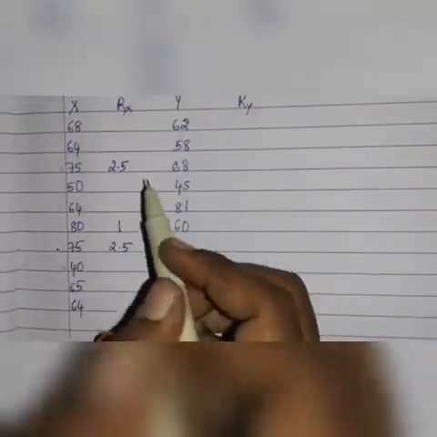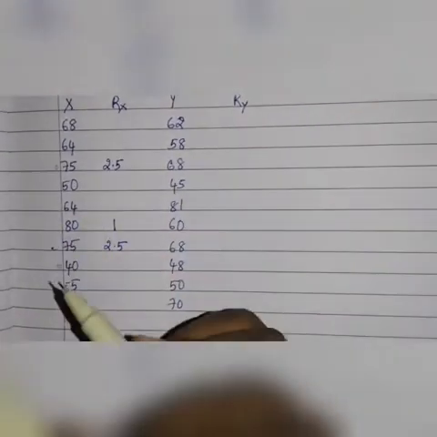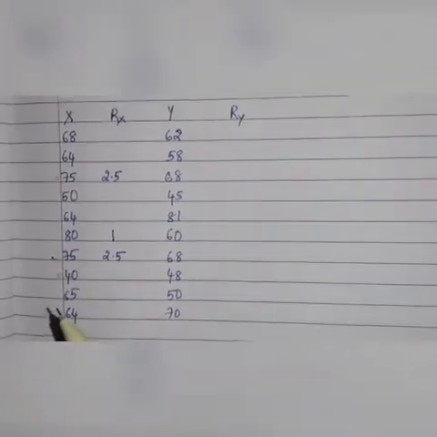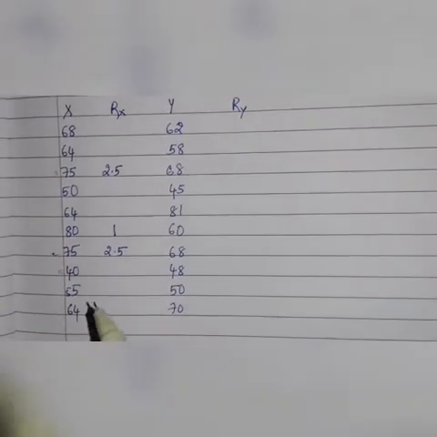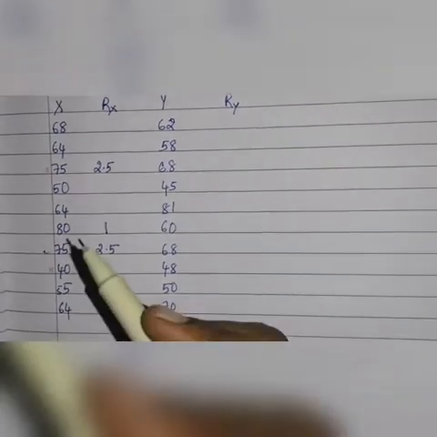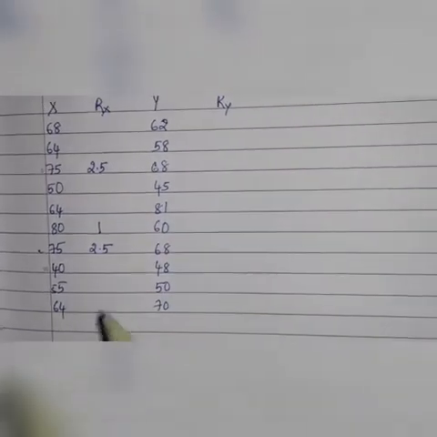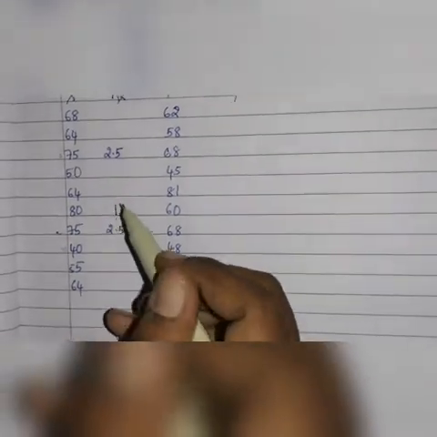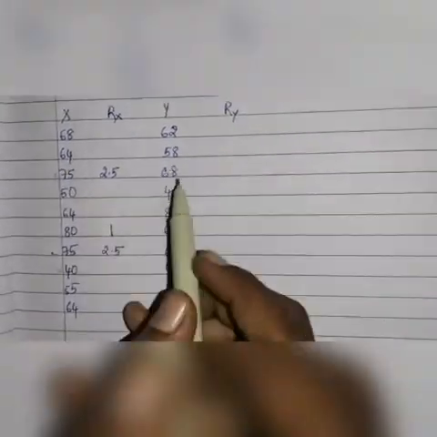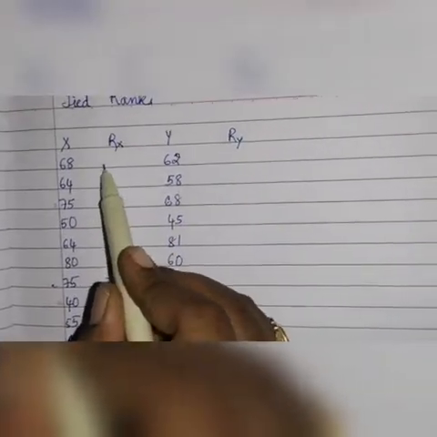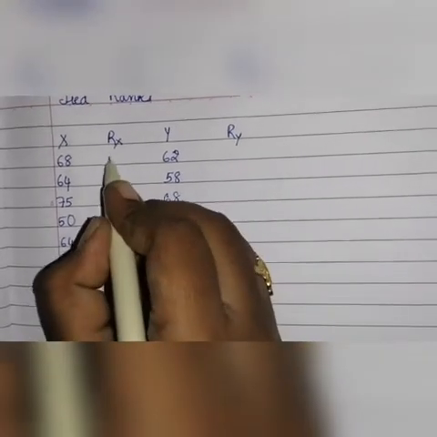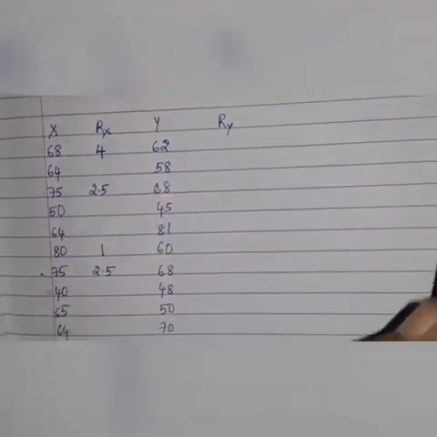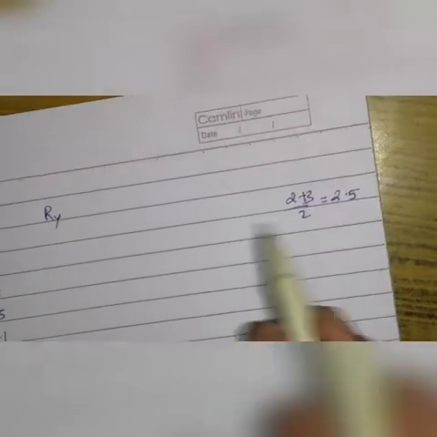Now you will not give rank 2 and rank 3 again, since both ranks are done. You should start with rank 4 now, because rank 3 has been occupied. Now the next highest number, if you see, is 68. That should be given rank 4, not rank 3. Rank 3 has already been utilized.